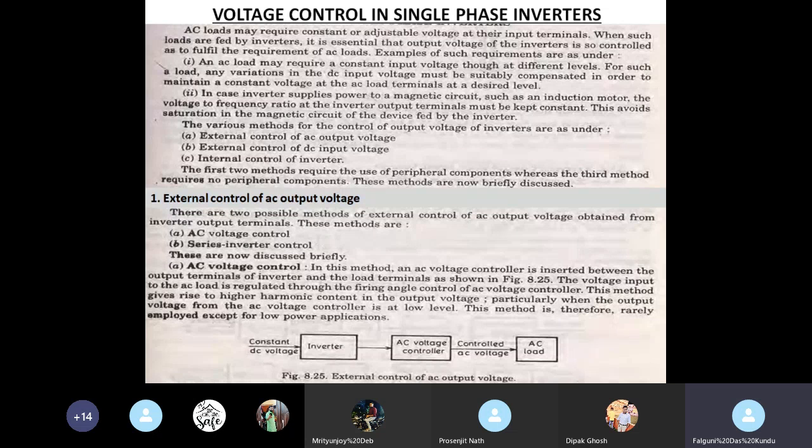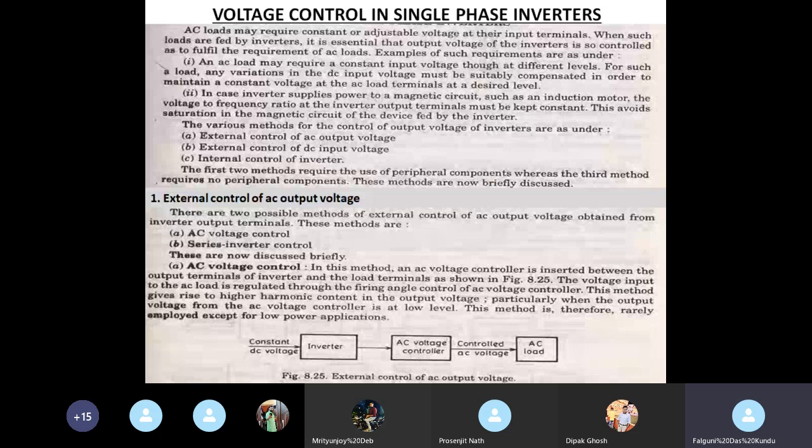Now, in case of an inverter supplying power to a magnetic circuit, such as an induction motor, the voltage to frequency ratio at the inverter output terminal must be kept constant. That is, the V by F ratio must be constant. This avoids saturation in the magnetic circuit of the device fed by the inverter. Now the various methods for the control of output voltage of inverters are as follows.